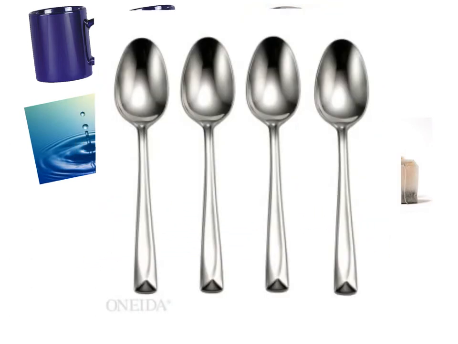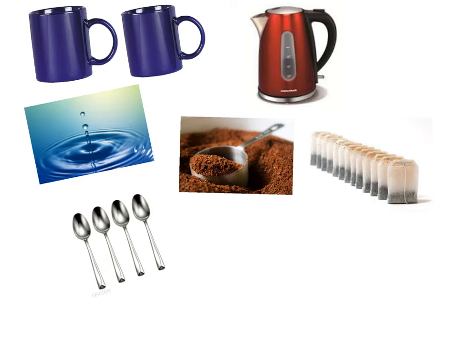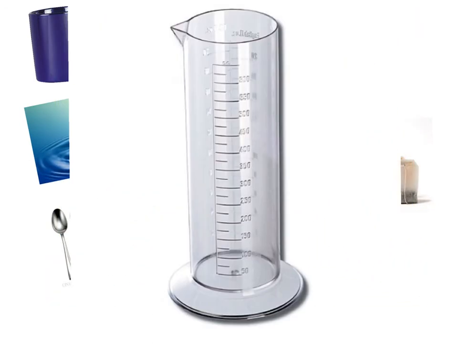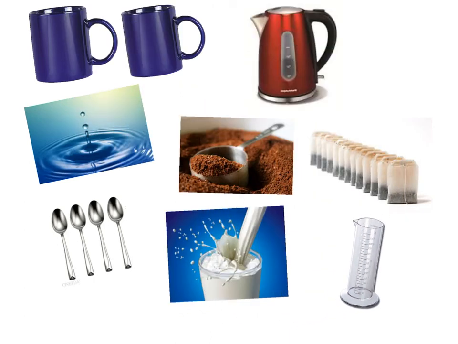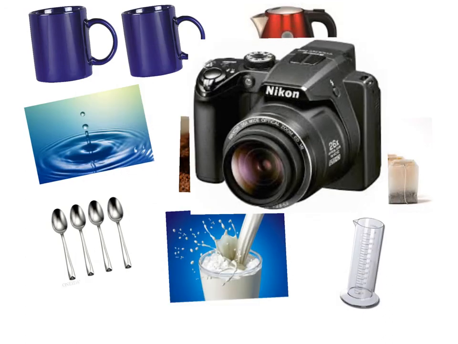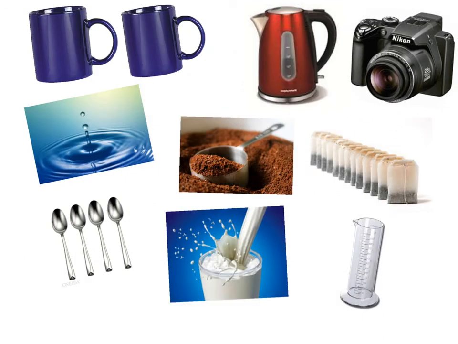And you're going to have some spoons because you need to stir those drinks. And some milk to add to it. You could also have sugar, but this teacher doesn't like sugar in her tea. A measuring cylinder is really important to make sure the drinks have the same amount of liquid in each to make it fair. And you're going to need a camera to take a picture of your teacher's smile at the end to see which drink has made them happiest.